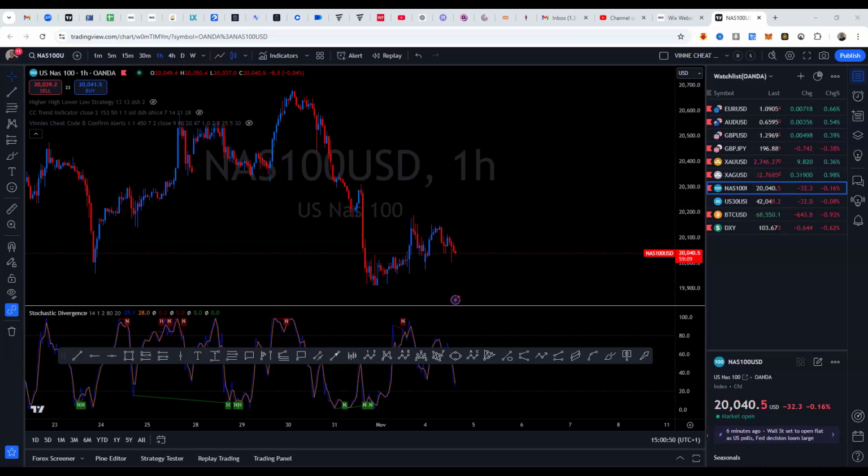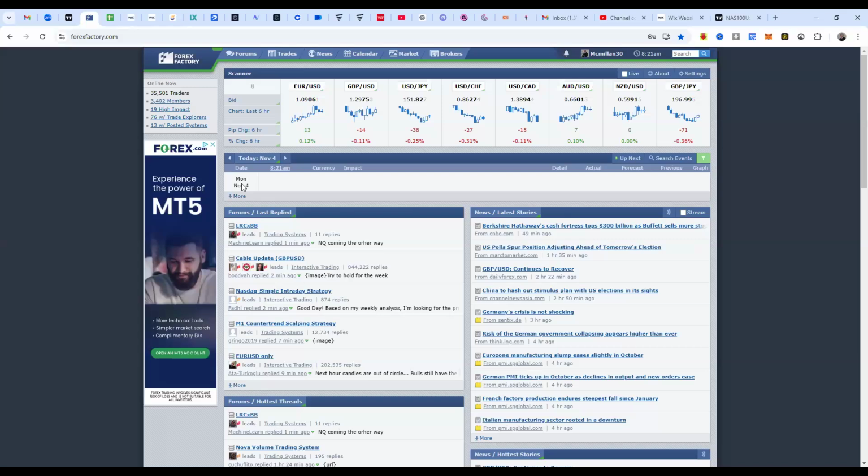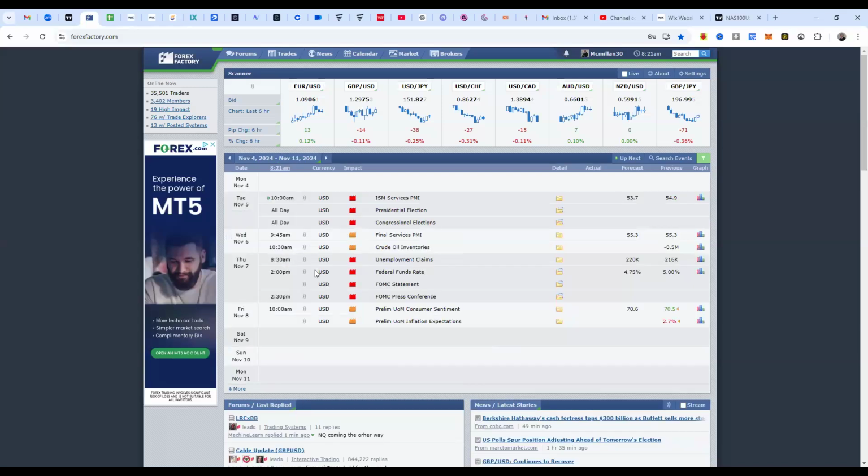So we're going to start by checking the news here. We don't have any major news today, so that's good. That means the market's going to pretty much be normal. This is U.S. election week, so we're going to have some crazy news at 10 o'clock tomorrow for the election. So we'll see what happens.